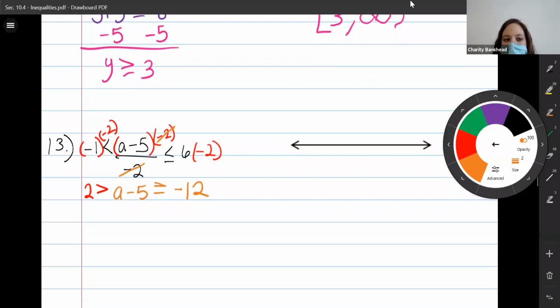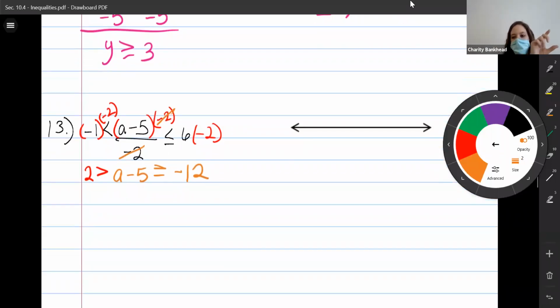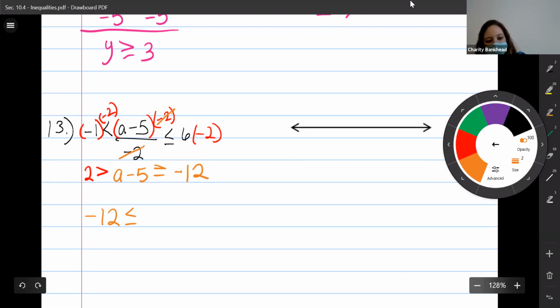So we always want to have it going from smaller to larger as it goes from left to right. So at some point, we're going to need to take that whole thing and flip it all the way around. We could go ahead and do that now. So the -12 is less than or equal to a minus 5, which is less than 2.